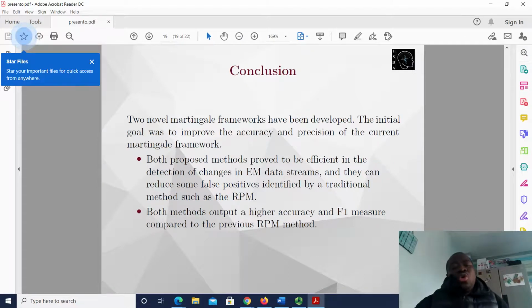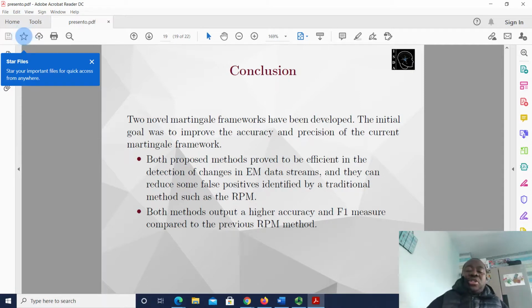And in conclusion, throughout the slides, we've concluded that two novel martingale frameworks have been developed. The initial goal of this project was to improve the accuracy and precision of the current martingale framework. From the results, we found that both proposed algorithms provide efficient change detection. It is very efficient when it comes to detecting abnormalities in electromagnetic datasets, and they can also reduce the false positives identified by traditional methods such as the RPM. Both methods output a higher accuracy and information compared to the previous method.